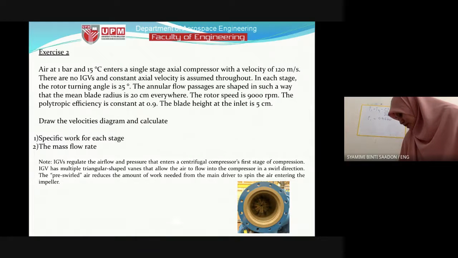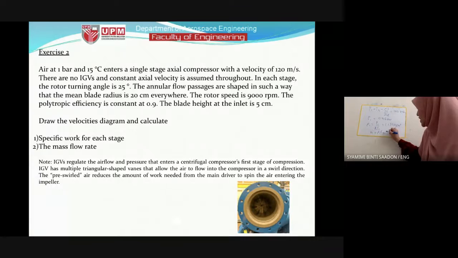We use bar because the total pressure is 1 bar. And then the density, from the ideal gas equation, P over RT. So we get 1.136, again around 1 kilogram per meter cubed. And lastly, we arrive at the mass flow rate m.